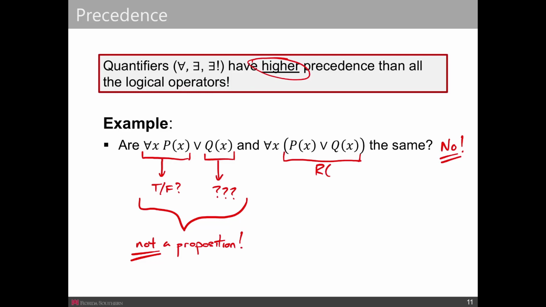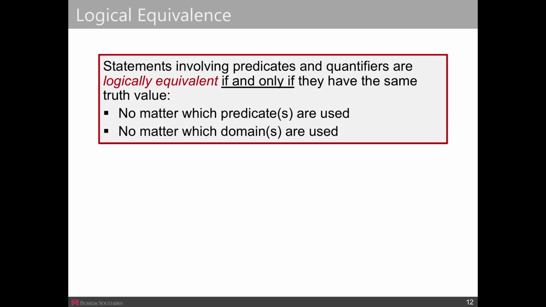So you can envision a third predicate here, r, that's equivalent to the disjunction of p or q. And then this question becomes, for all x, is it true that r at x? That is going to have some true or false value. So this one is a proposition. When in doubt, put parentheses, especially if you have compound propositions that the quantifier needs to apply to. Now, logical equivalence in terms of quantifiers is important to discuss too.